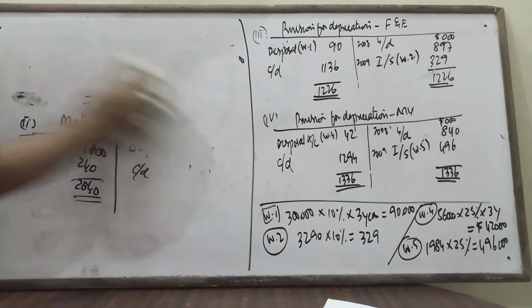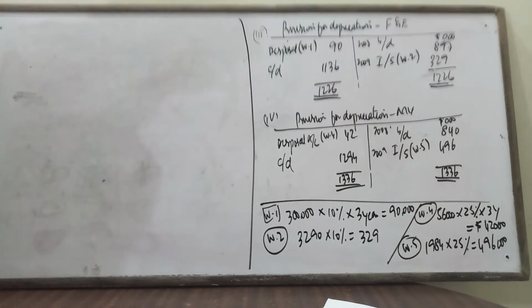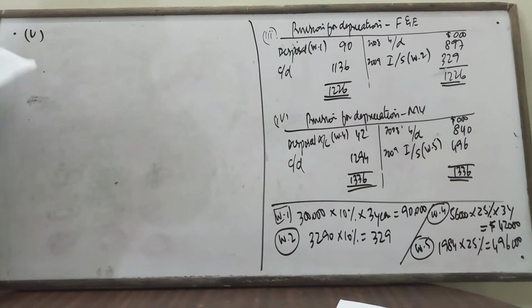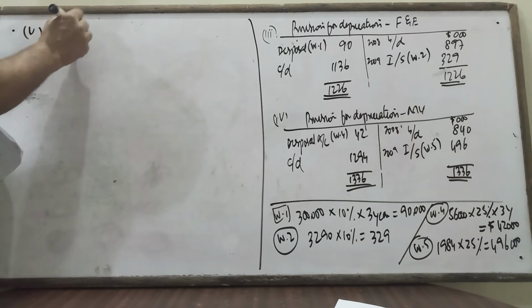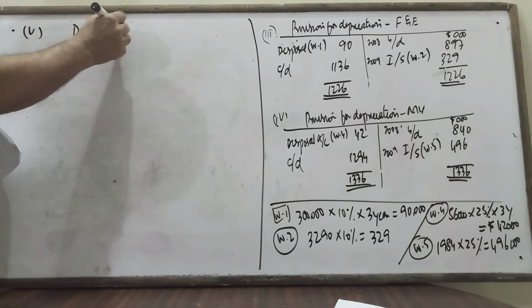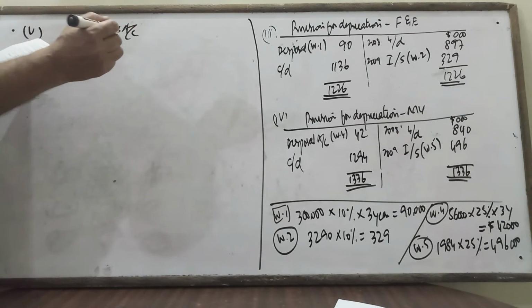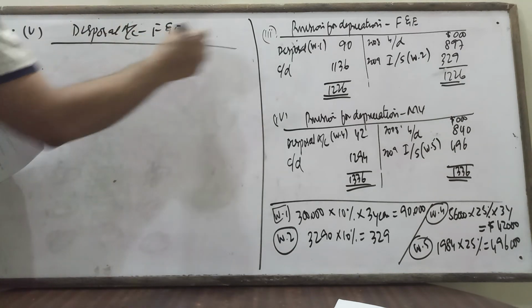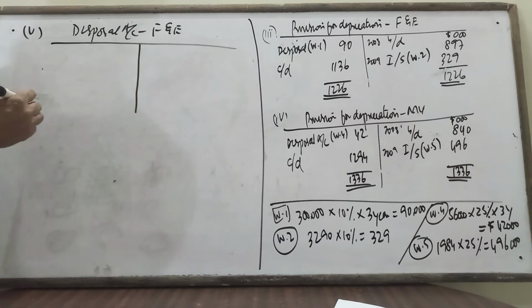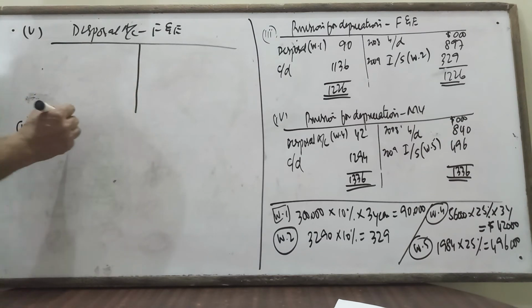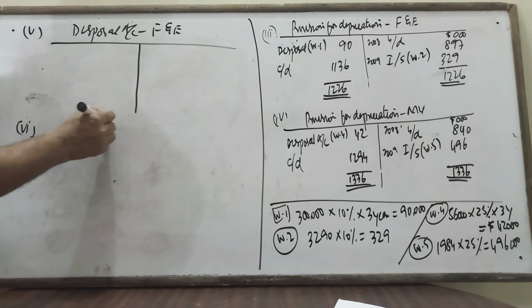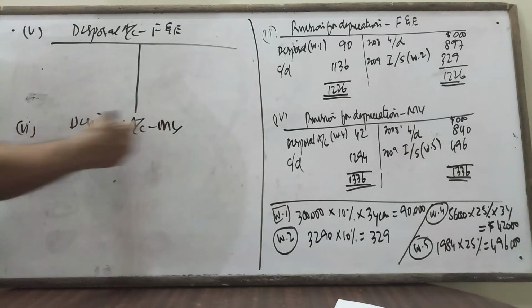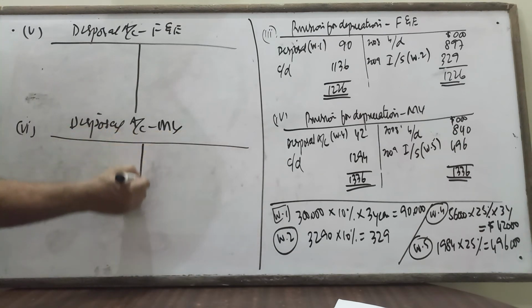Disposal account. In the disposal account, the next requirement, number 5, is the disposal account of furniture and equipment. And requirement number 6 is the disposal account of motor vehicle. Here you always write the date of disposal.